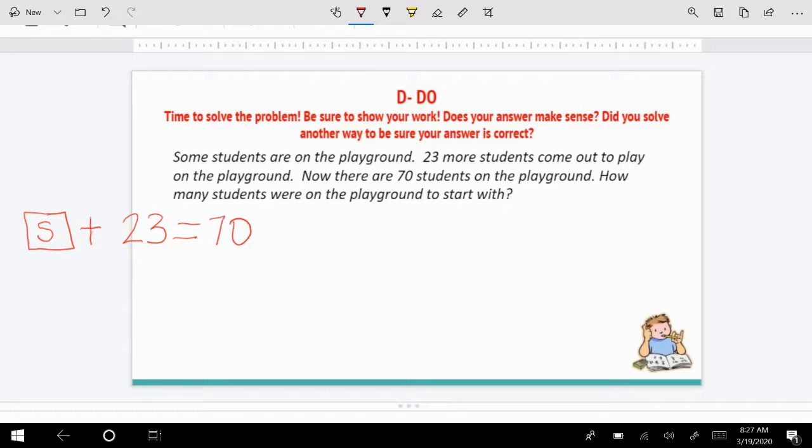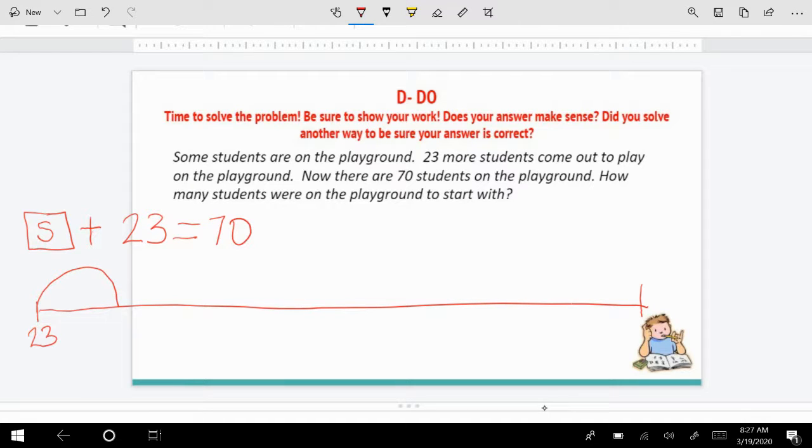If I wanted to stick with doing some addition, I might want to start with 23 and count up to 70 to figure out how many jumps that I made for the start. So I'm going to do that. I'm going to start with 23 on my number line. And the jumps that I make on my number line are going to represent that S, those students that came out on the playground. So it's kind of like we're jumping backwards here. So I'm going to jump by tens.